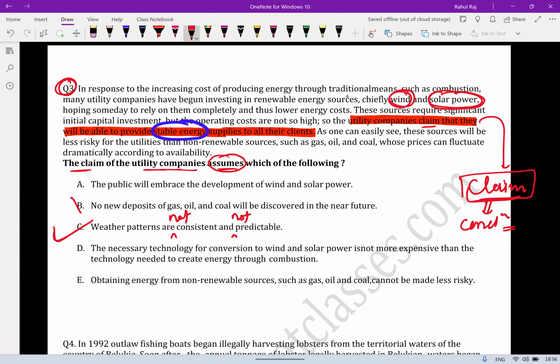Because we are talking about wind and solar power. The point is, Chandrasekhar, I can eliminate B and E with just one reasoning: the claim is not talking about non-renewable resources at all. The claim is only talking about renewable resources. So I should not even be bothered about oil, gas, coal and all. Whatever you read next, as one can easily see, these sources will be less risky for the utilities than non-renewable sources such as gas and oil.